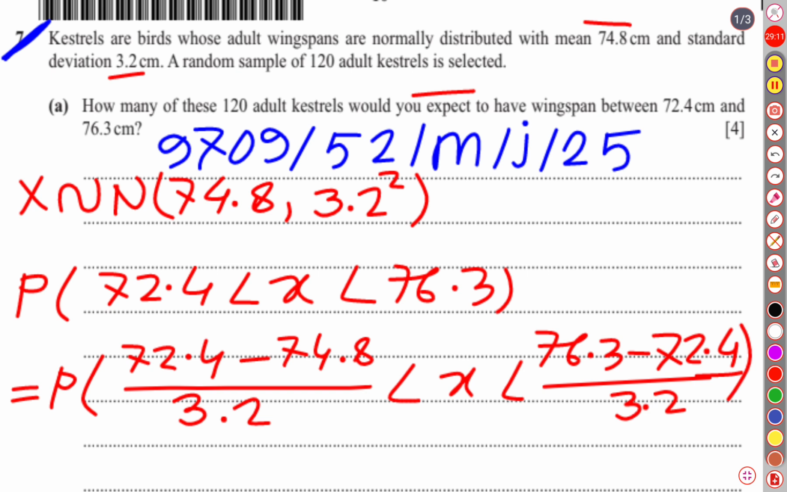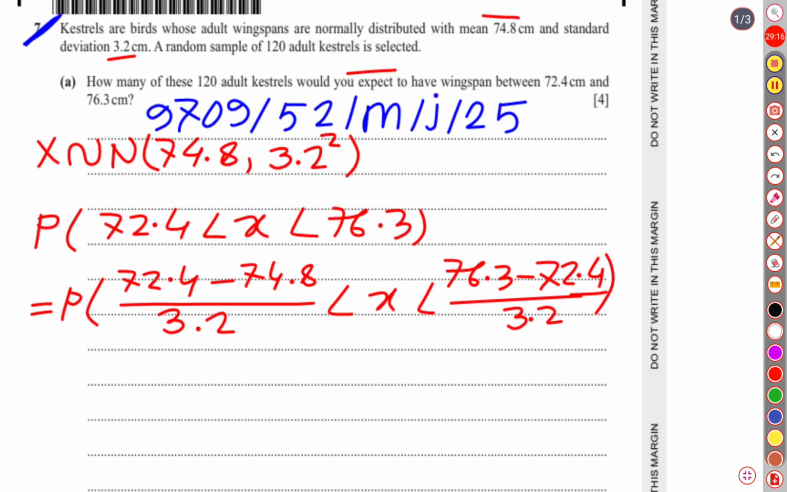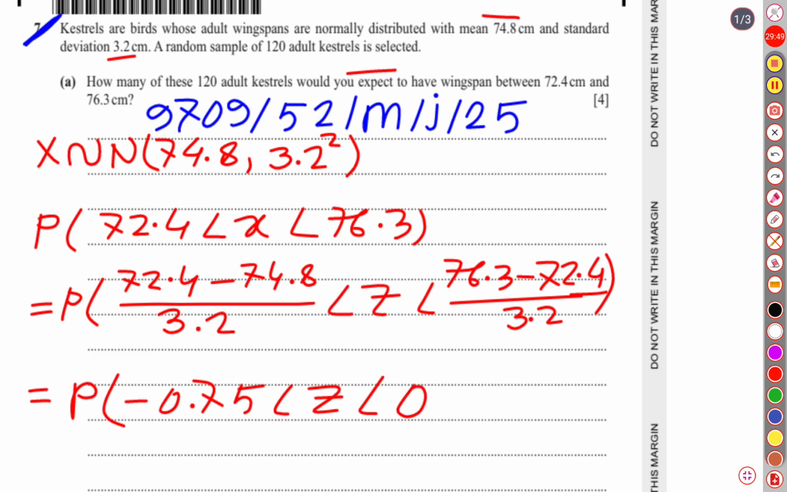Using our calculator, we will find that our z-score is going to be, first one is surely negative, probability of negative 0.75 until... it is no more X. Frequently I am making the same mistake. It is not actually X, we have already converted to z-score. So it is z less than 0.46875. If we round it up to three significant figures, it is going to be 0.469.